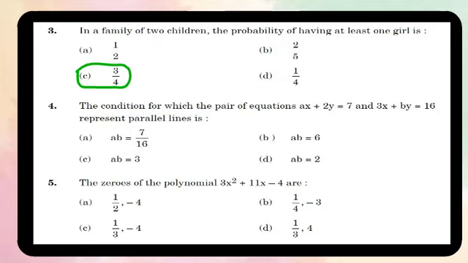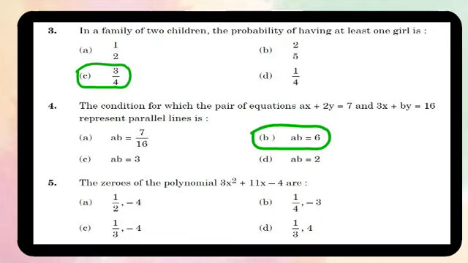If they ask like this, and if they ask the product AB, then you simply multiply the known coefficient, that is the coefficient of y in the first equation, with the coefficient of x in the second equation, that is 6. So the correct answer is option B, AB equal to 6. You can apply the same technique if the given lines represent coincident lines. Also, if the given lines represent intersecting lines, then the answer is AB not equal to 6.